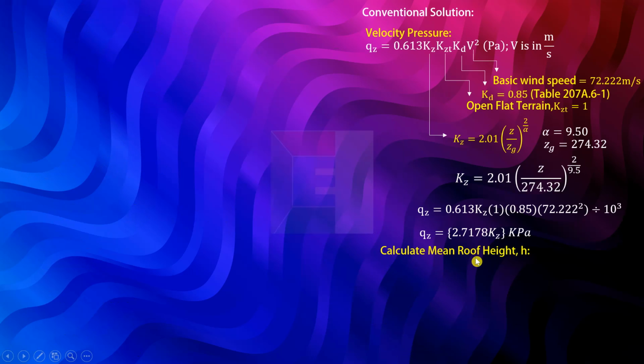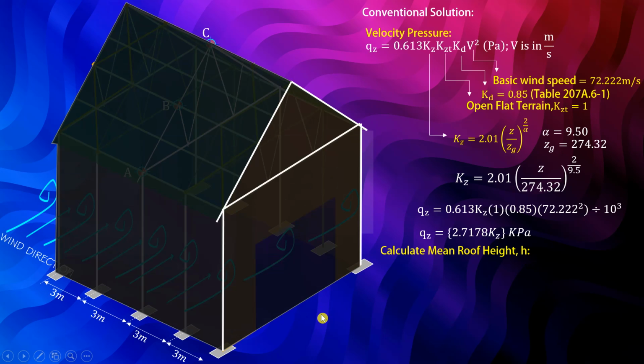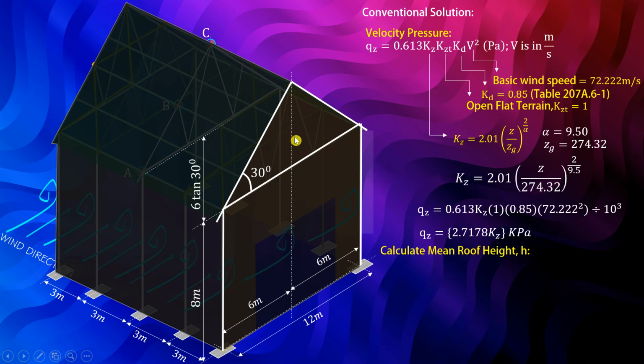So, before that, we calculate the mean roof height, yung h. So, ito yung building natin. And so meron siyang 8 meter high na column, then 12 meter na span ng truss. No? And this is 30 degrees yung roof slope. So we just need to take itong sa middle nito. So kalahati ng 12 meters, we have 6 meters, 6 meters. And then dito naman, considering itong triangle, so we have 6 tangent 30 degrees.